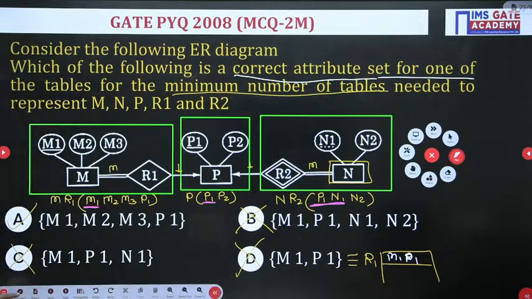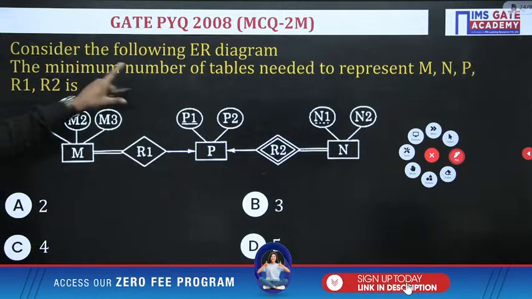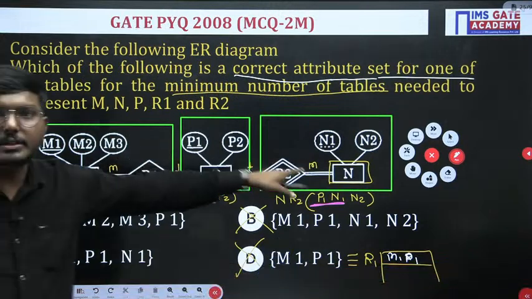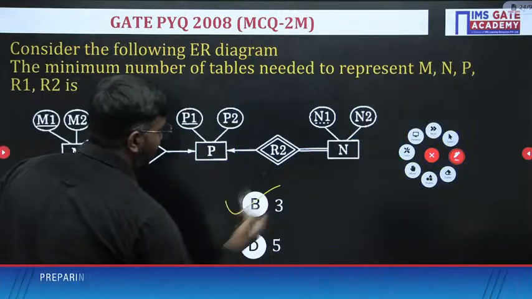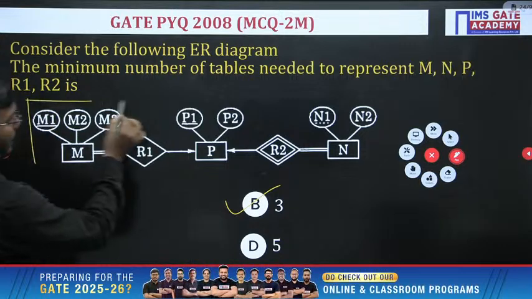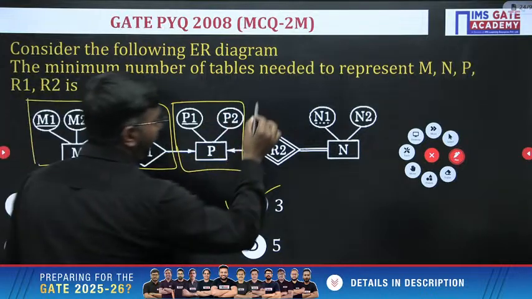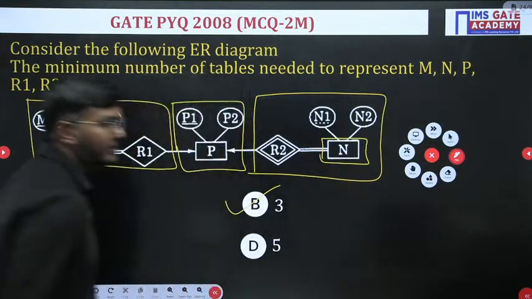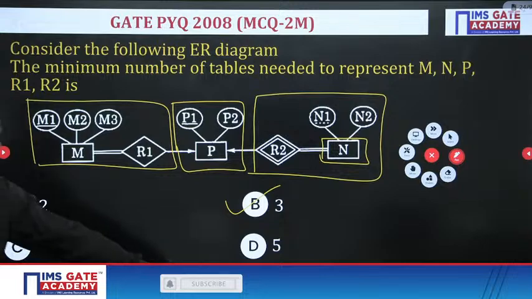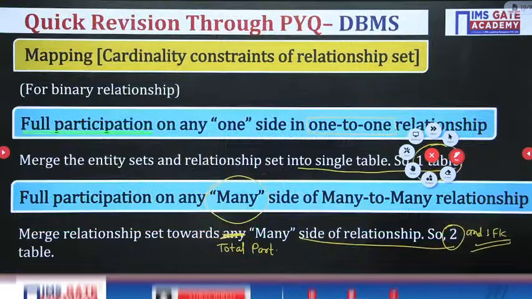Okay. Now let's go for the next one. It is asking the minimum number of tables needed to represent this. Already we have seen the minimum number of tables is 3 only. So the answer is B. 3 tables means M and R1 are merged into a single table, P has a separate table, and R2 and N are merged into a single table. This is our weak entity set. Understood? So option B is right and all other options are incorrect. Very good. So now we are already done with everything about this ER model.